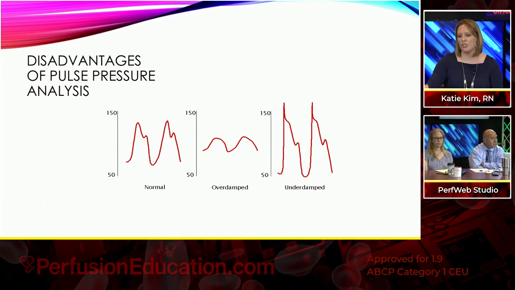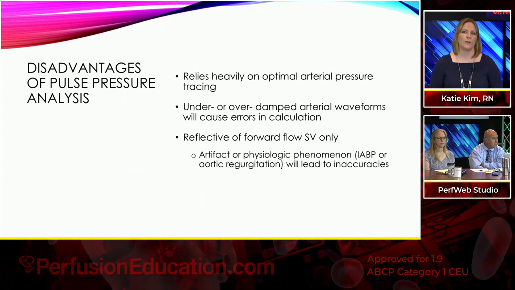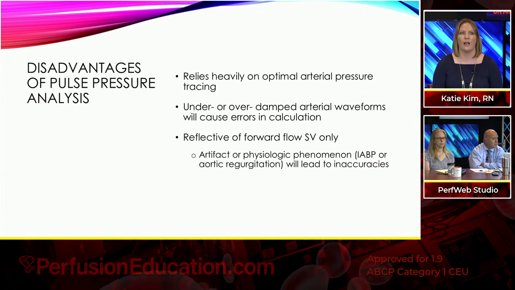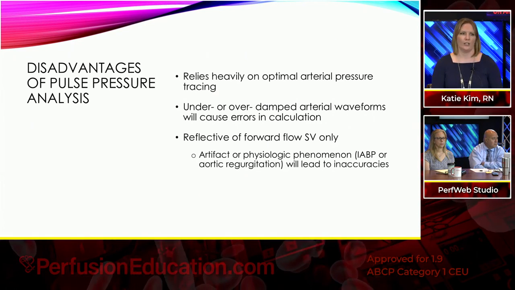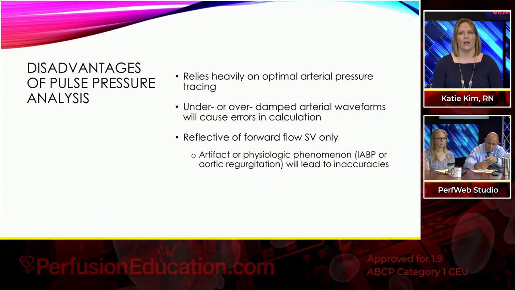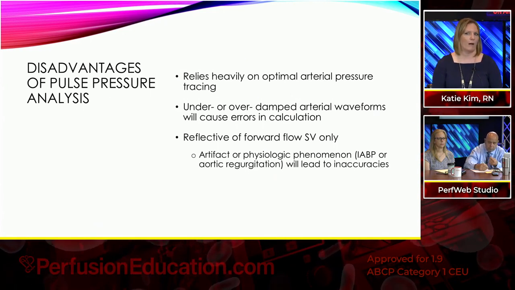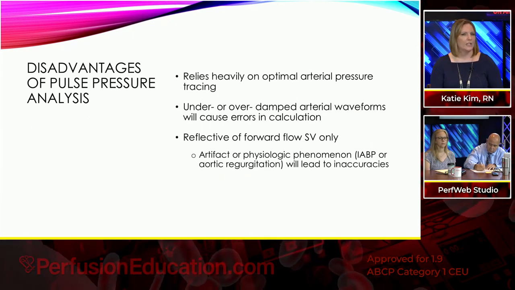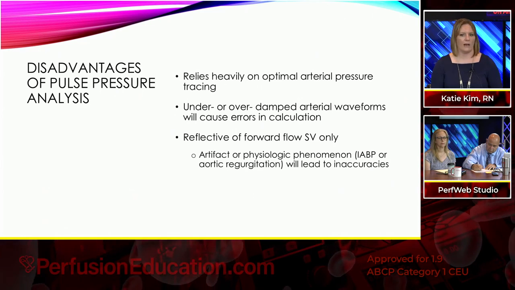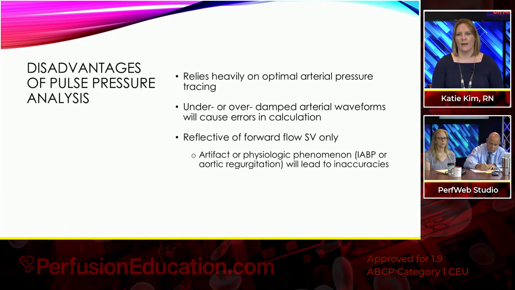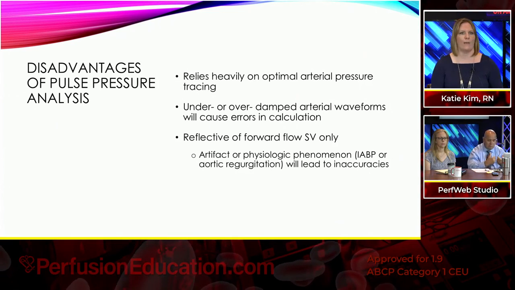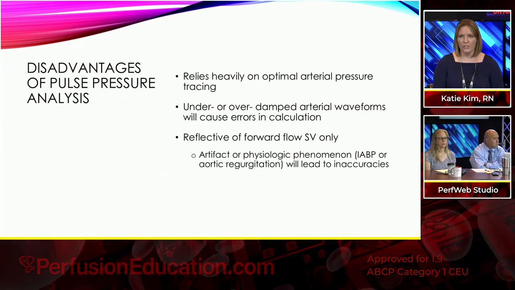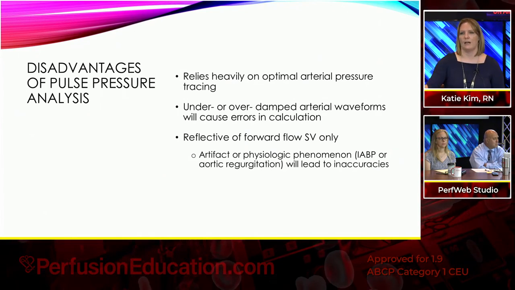So that is one of the major disadvantages of the pulse pressure analysis way of measuring cardiac output, because it's relying heavily on an accurate arterial waveform, right? Under or over dampened waveforms are bad. And it's also reflective of forward flow only. So if you have any kind of artifact like that from a balloon pump, or if you have aortic regurgitation, it's going to make this very inaccurate as well. So for those patients, you would want to try something different to measure cardiac output.